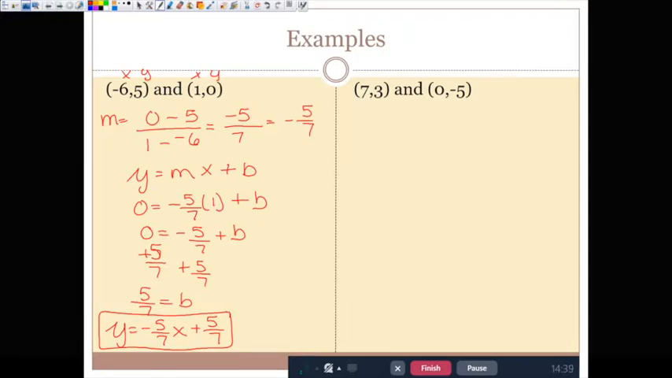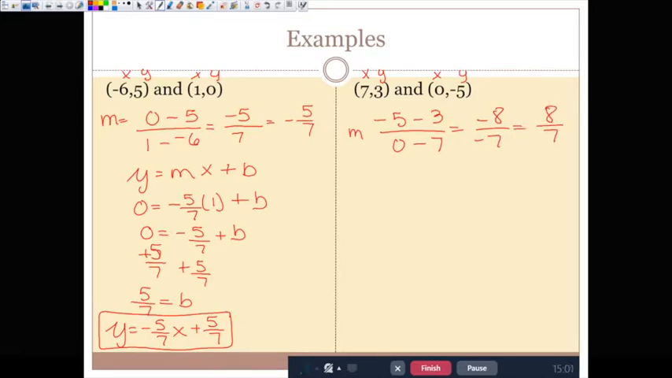So my next one, again, they didn't give me that m or b, so I need to find my m and my b. So I'm going to take negative 5 minus 3 over 0 minus 7. So I'm going to get negative 8 over negative 7, which is the same as 8 over 7.